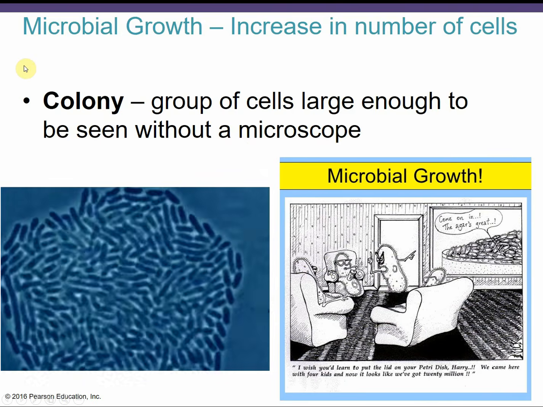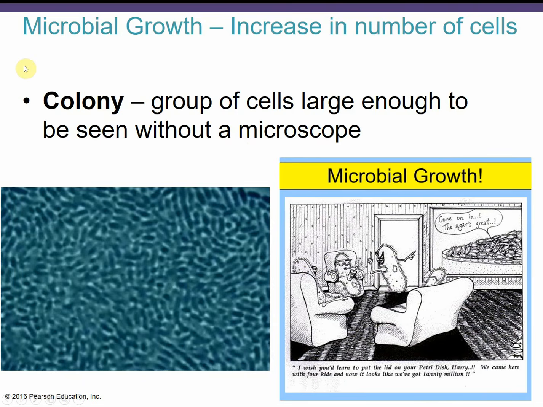So when we talk about microbial growth, we're talking about an increase in the number of cells. So normally when you think about growth, you think about a child growing up or a puppy maturing into a dog. So the organism gets larger. Microbes, being single-celled organisms, obviously can't get larger, but they can increase in the numbers in their colonies.